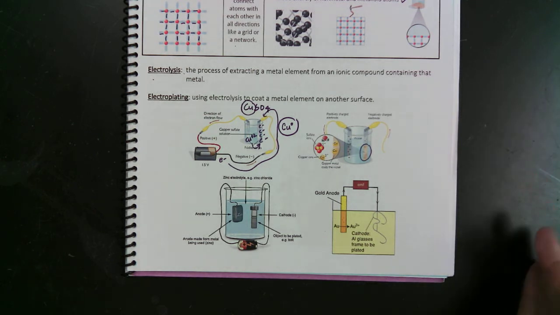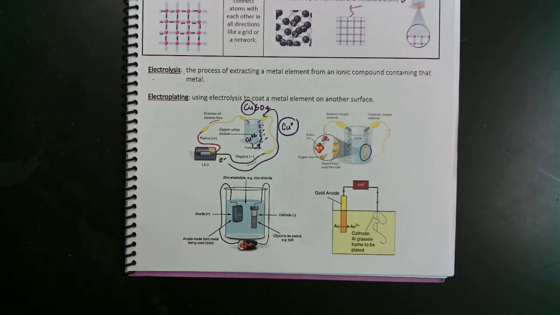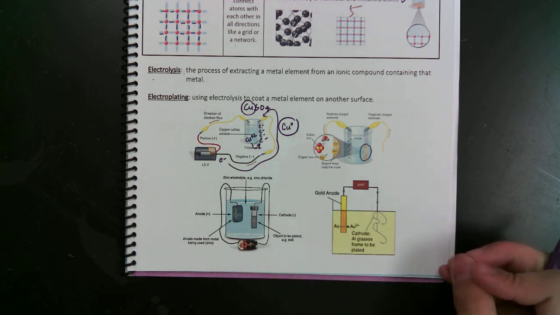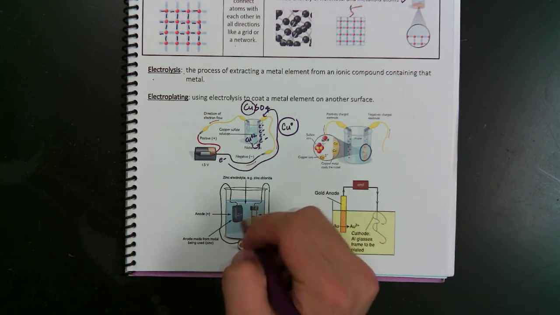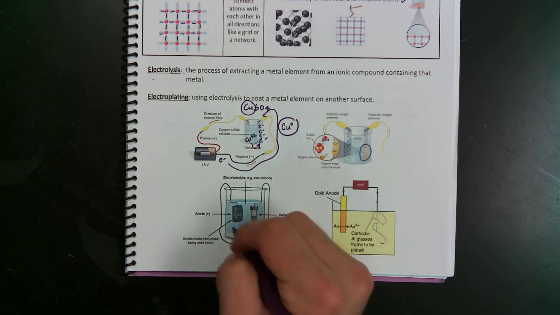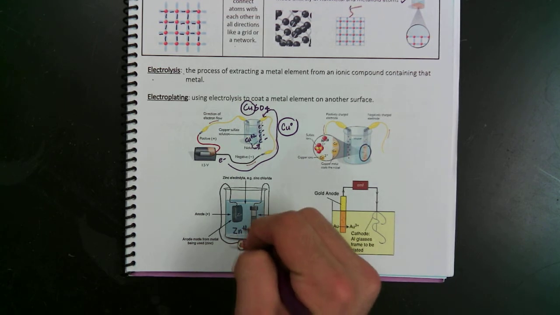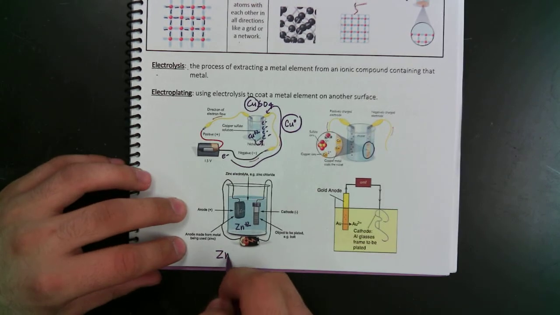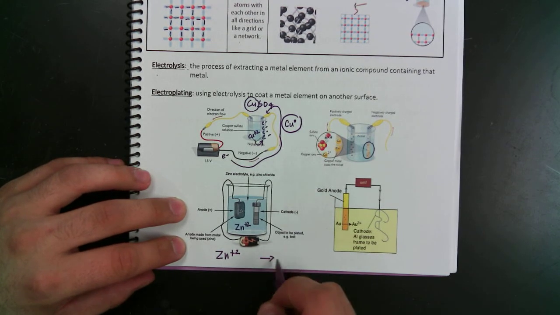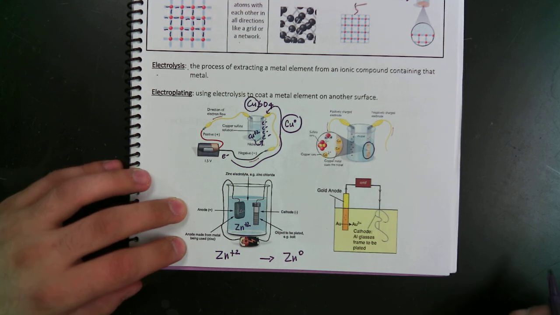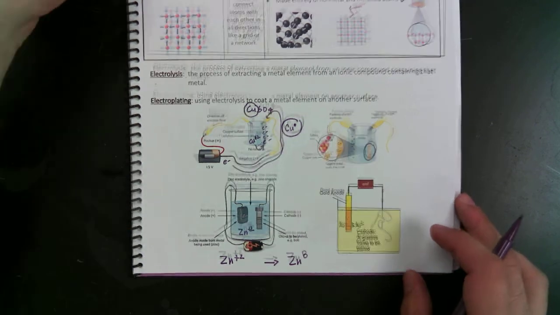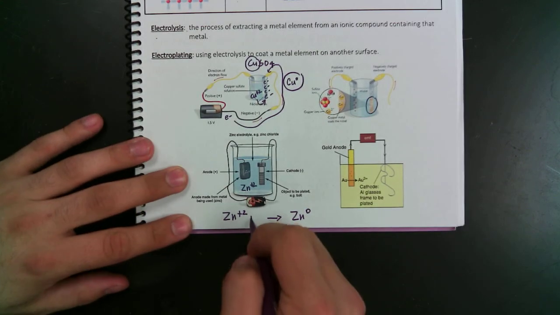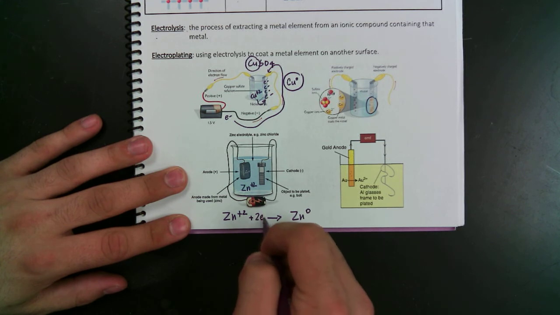The most important thing that you have to remember is that whatever metal you are going to extract, like here, there's zinc ions in here. The zinc plus 2 ions need to turn into zinc metal again. How are we going to get it from a plus 2 charge ion to 0? Well, it has to gain electrons, and how many electrons is it going to gain to do that?